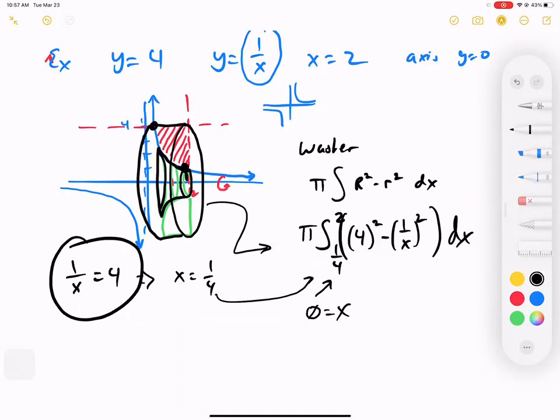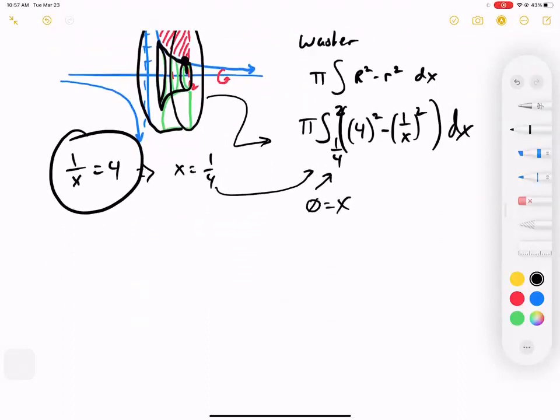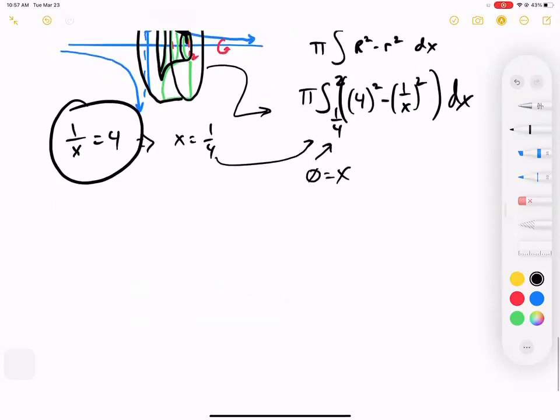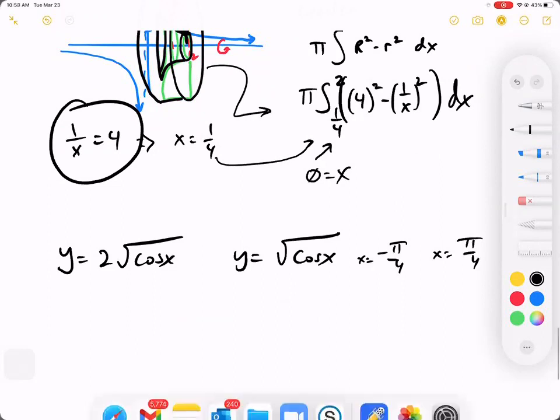Okay, so let's look at another question here. This is a weird one. This is the equation y equals 2 square root of cosine of x, and y equals the square root of cosine of x. And we're going to bound ourselves from x equals negative pi over 4 to x equals pi over 4. Okay, this is an example problem, so I don't know what this graph looks like. This is a square root of a cosine graph. Let's go ahead and graph this on Desmos.